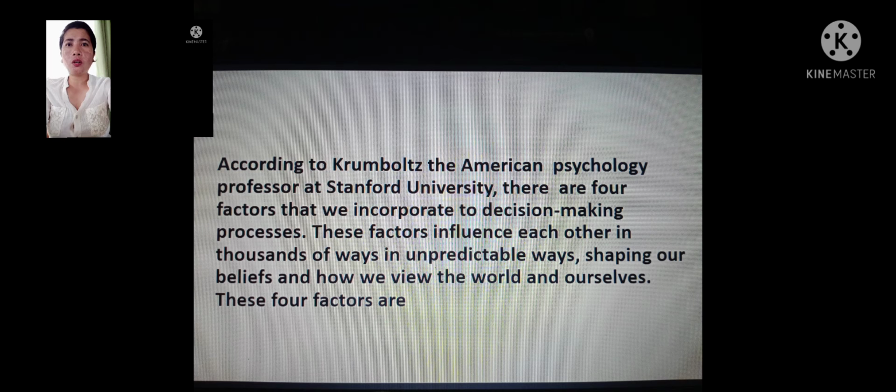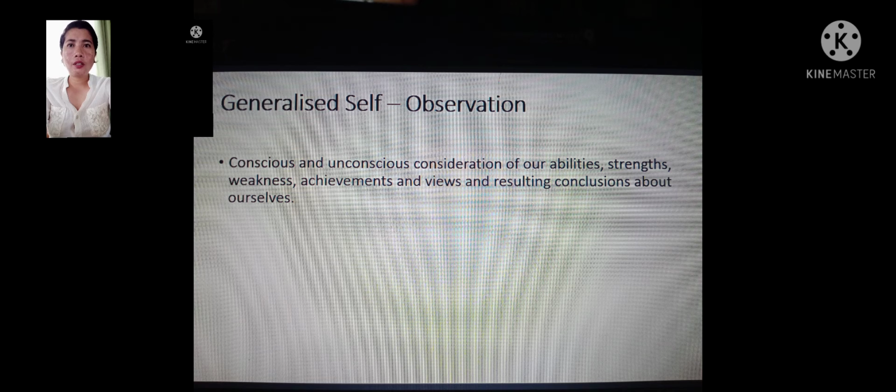So, according to Krumboltz, the American psychologist and professor at Stanford University, there are four factors that we incorporate into the decision-making process. These factors influence each other in thousands of ways, in unpredictable ways, shaping our beliefs and how we view the world and ourselves. So, these four factors are generalized self-observation. That is the first factor.